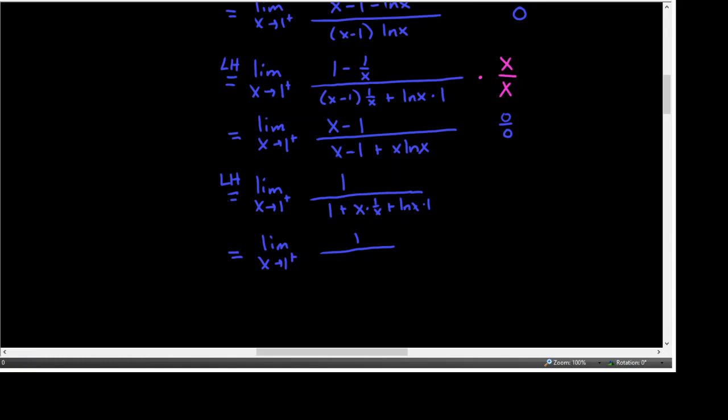Okay, x times 1 over x is 1. 1 plus 1 is 2. Plus ln of x times 1, of course, is just ln of x. So now try substitution. Ln of 1 is 0. 1 over 2 plus 0 is 1 over 2. Of course, that's 1/2.